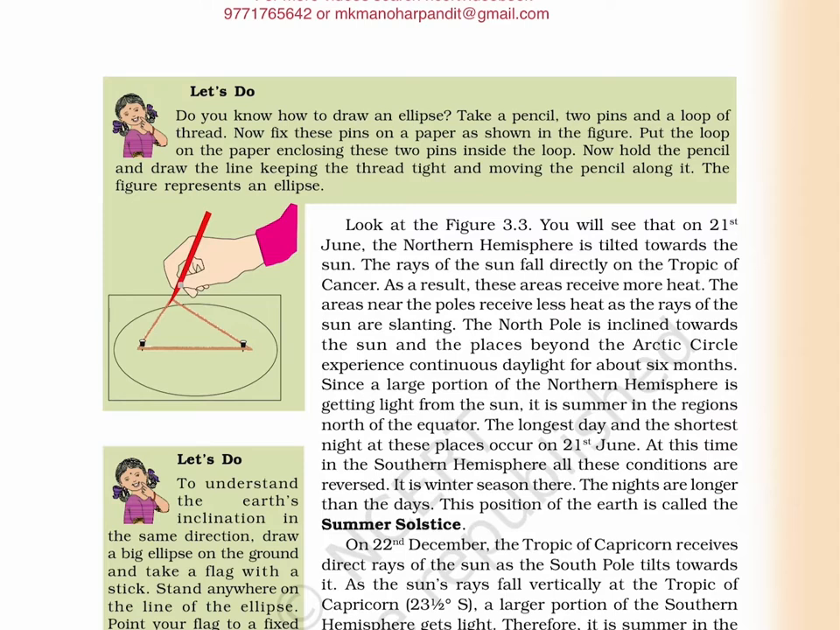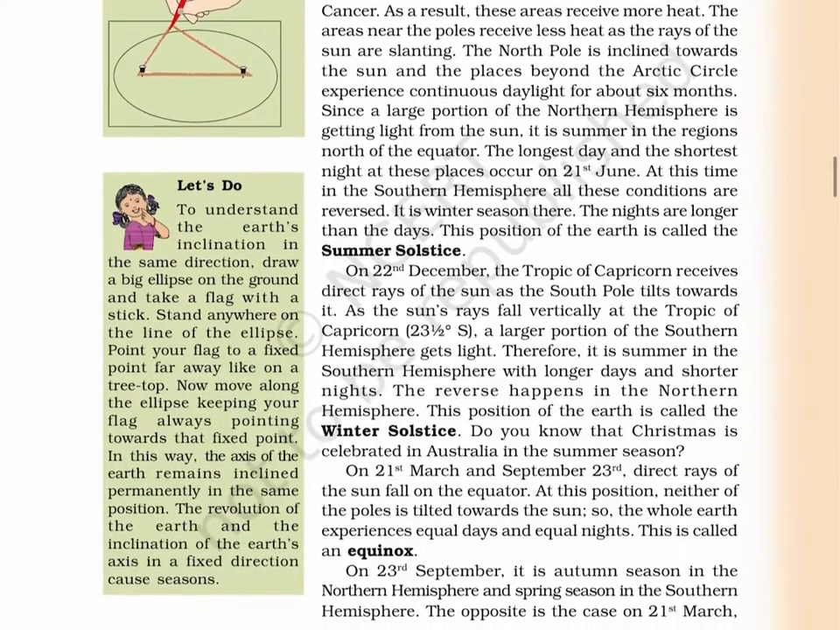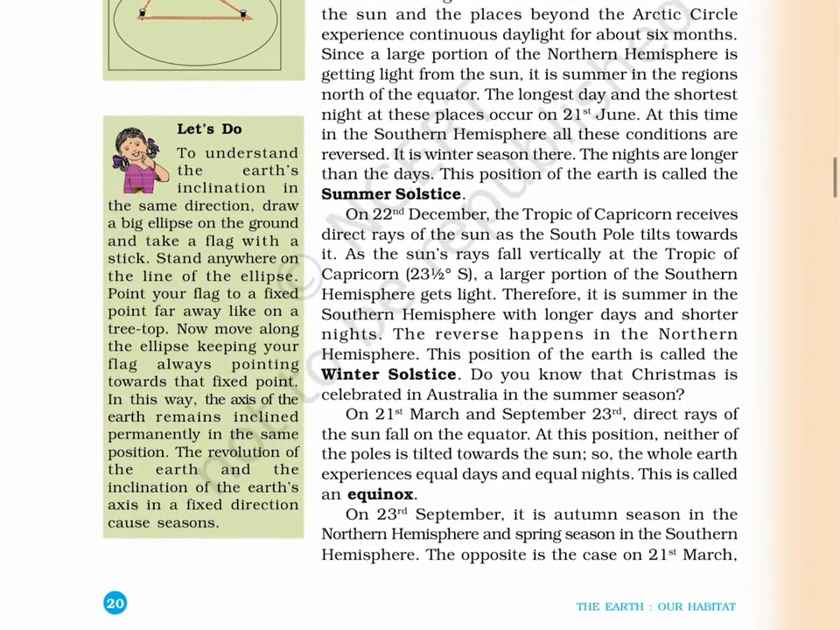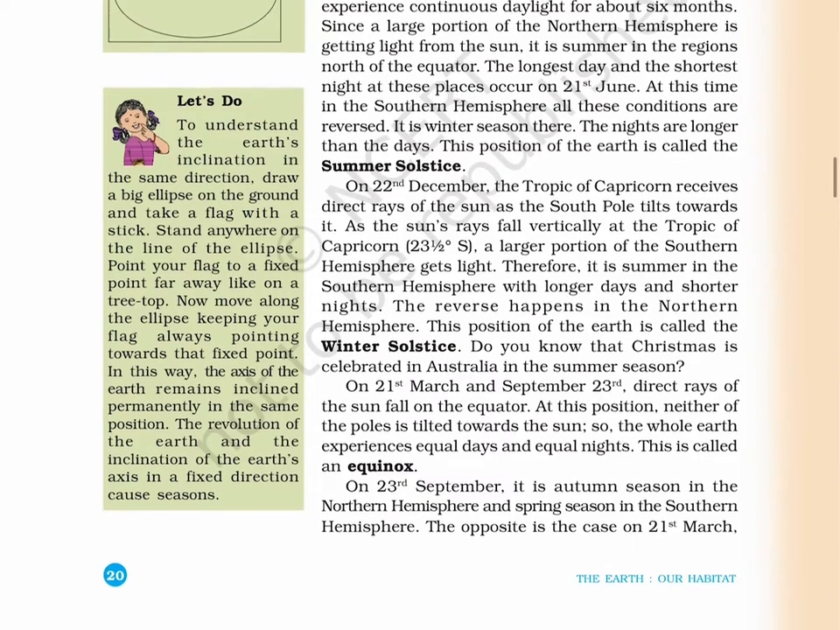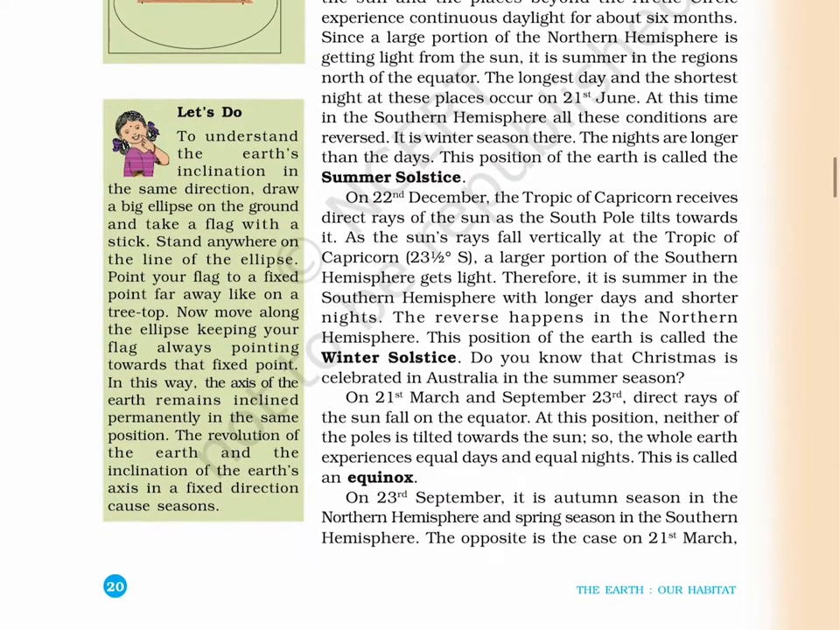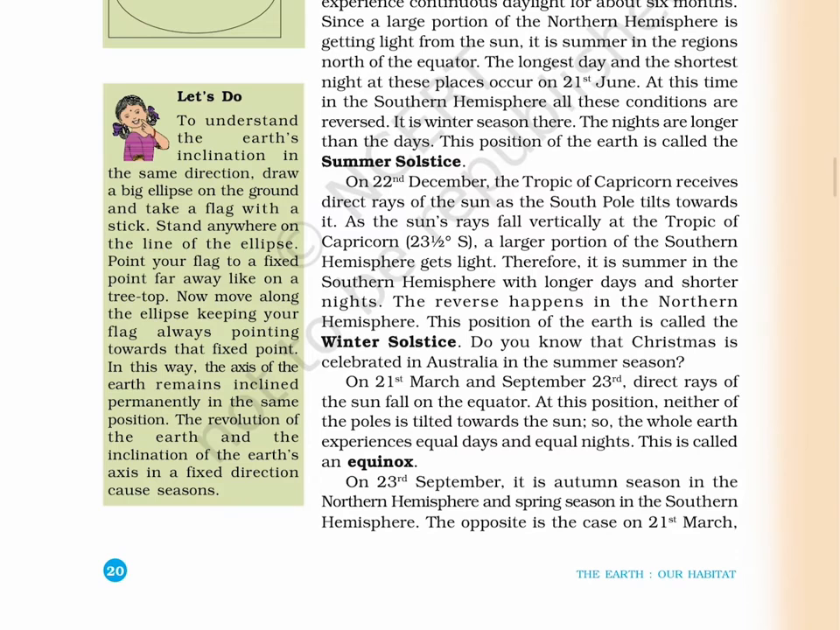On 22nd December, the Tropic of Capricorn receives direct rays of the Sun as the South Pole tilts towards it. As the Sun's rays fall vertically at the Tropic of Capricorn, that is 23.5 degrees south, a larger portion of the southern hemisphere gets light. Therefore, it is summer in the southern hemisphere with longer days and shorter nights. The reverse happens in the northern hemisphere. This position of the Earth is called the winter solstice.